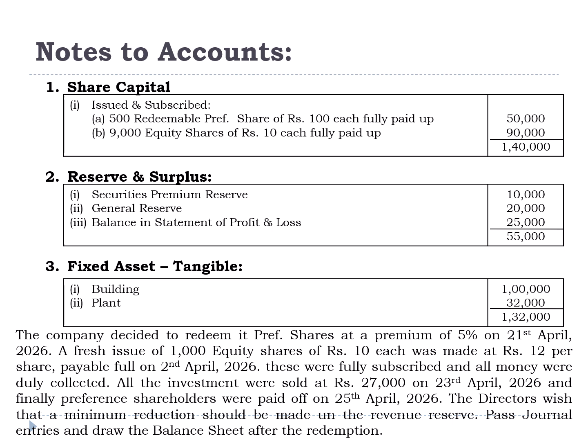All the investments were sold at rupees 27,000 on 23rd April 2026, purely for the purpose of liquidity. And finally, preference shareholders are paid on 25th April 2026. The director wished that a minimum reduction should be made in the revenue reserve, that is the general reserve. You are required to pass journal entries and draw up the balance sheet after the redemption.